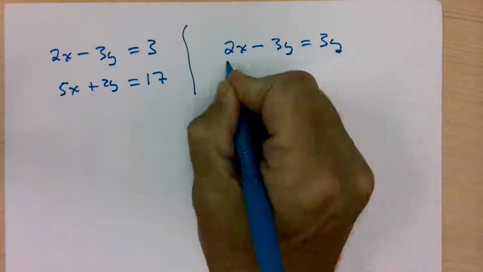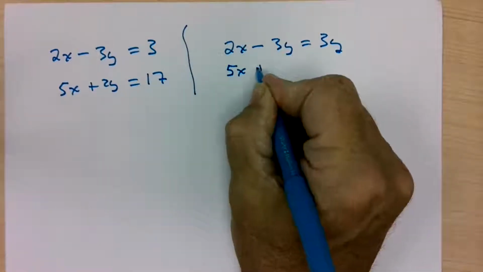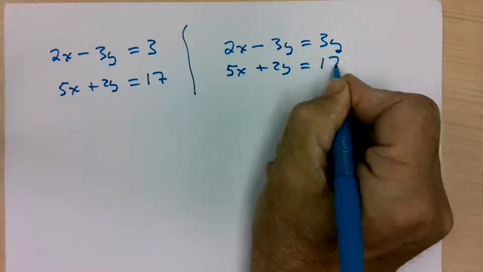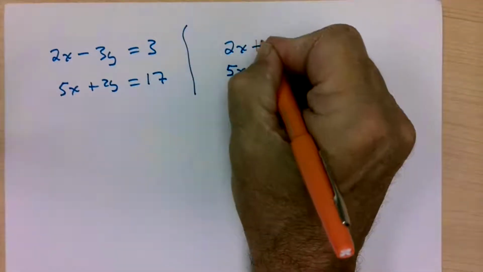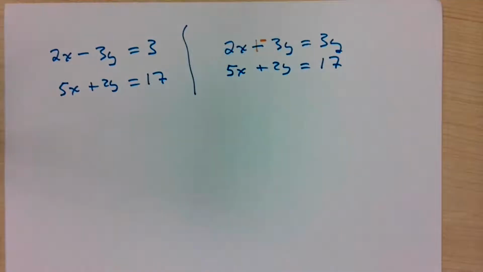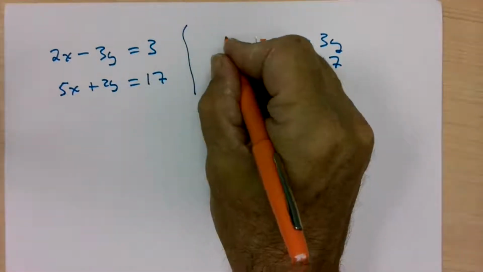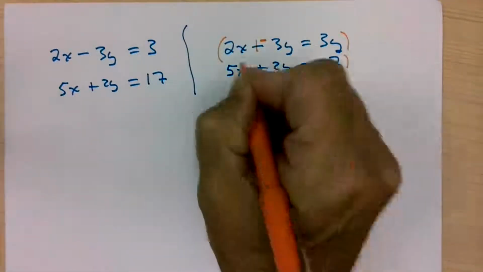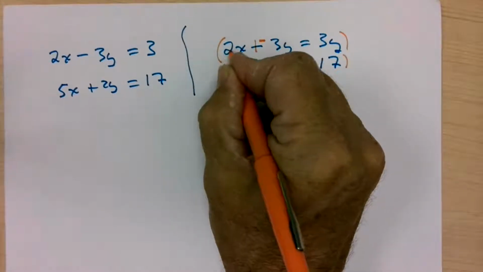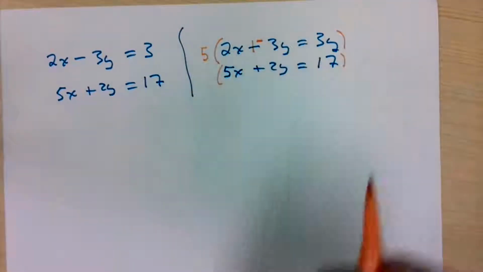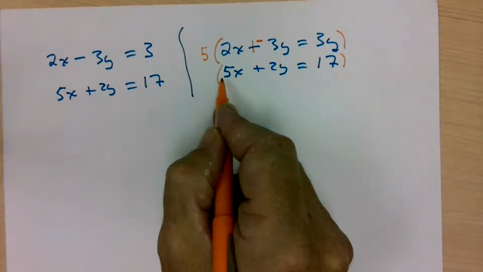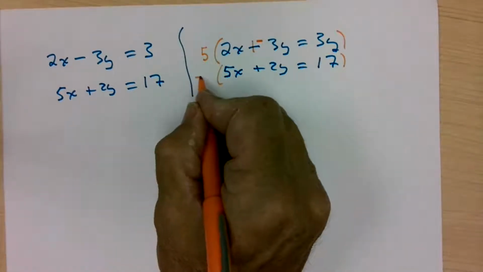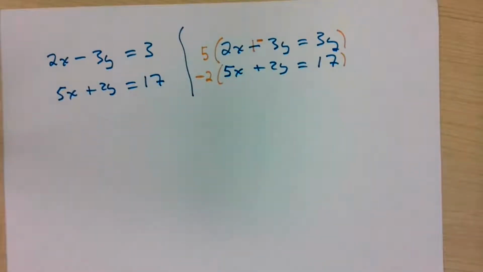2x minus 3y is 3, 5x plus 2y is 17. Let's go ahead and change that minus to plus a negative. I said I want to make both of the x's 10, but I want one to be negative. So what do I multiply 2 by to make it 10? Multiply it by 5. Now 5 times 2x is 10x. And I want this to be negative 10x, so I'll multiply that by negative 2.